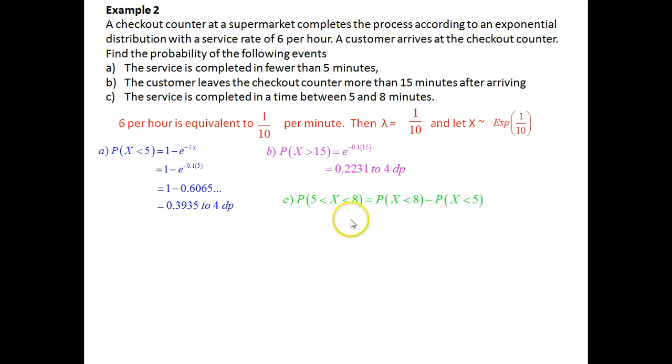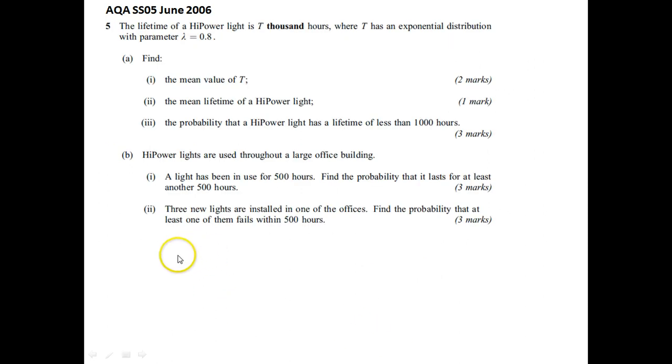Between 5 and 8 minutes, so less than 8 minus less than 5, as it's continuous. So the two formulas in there, the ones cancel, so we've got plus e to the minus 0.5, minus e to the minus 0.8, which becomes 0.1572 for part C.